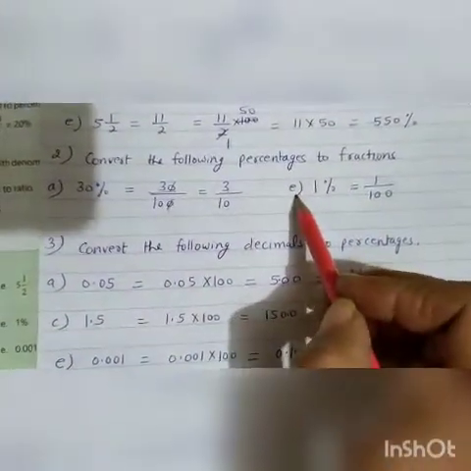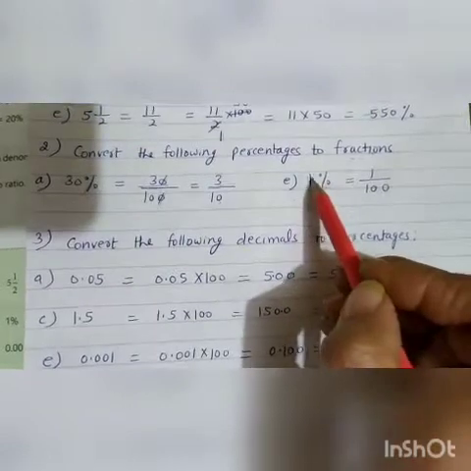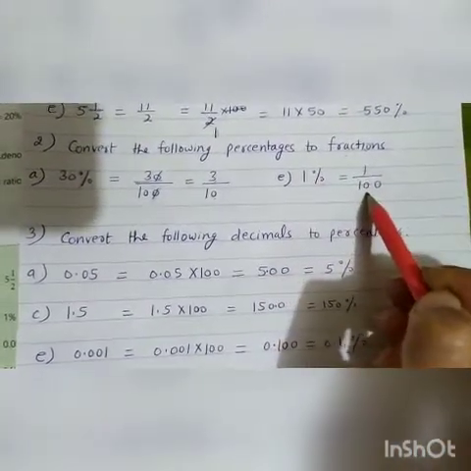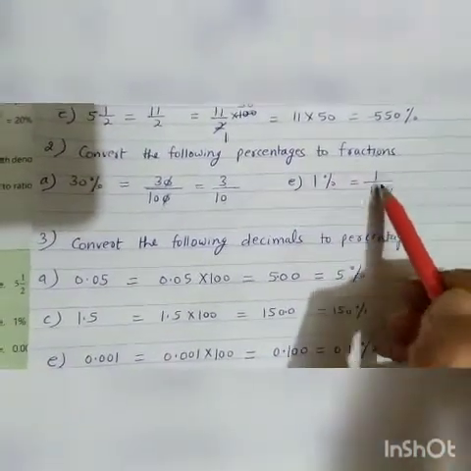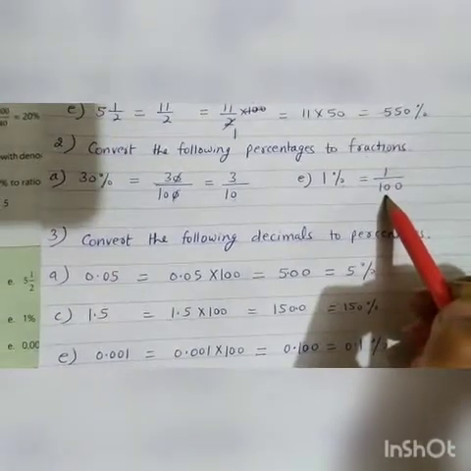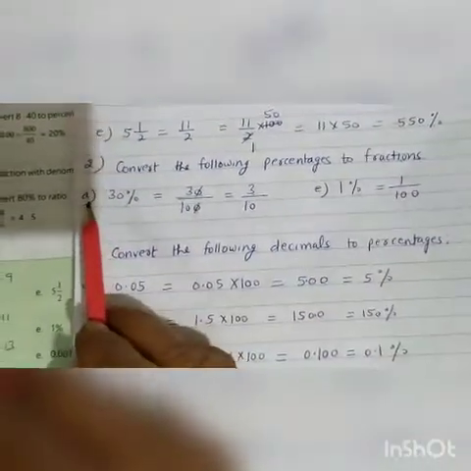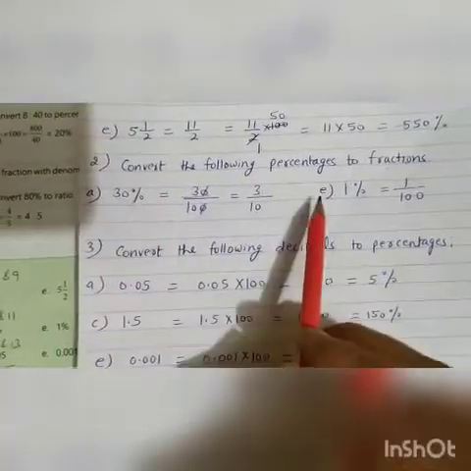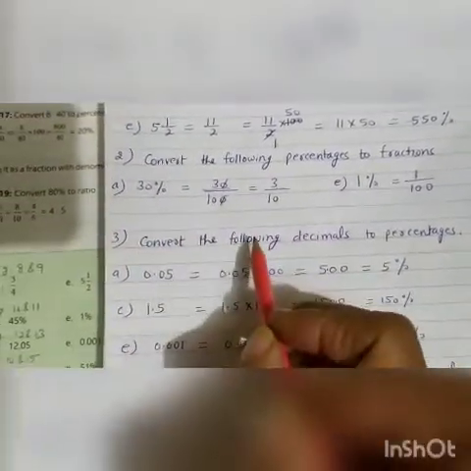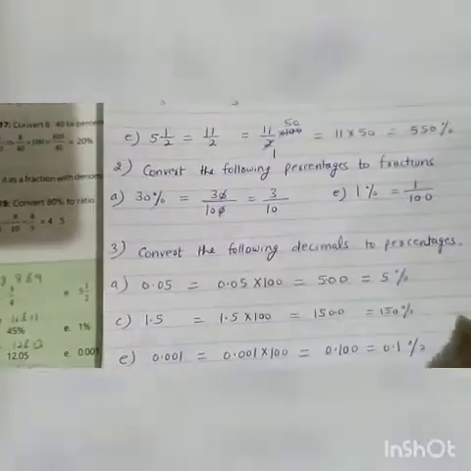Now its E part, 1%. 1% means 1 upon 100. It cannot be simplified more. So the fraction is 1 upon 100. Here also I have explained only 2 parts. The remaining 3 parts you will do yourself, that is B, C and D.